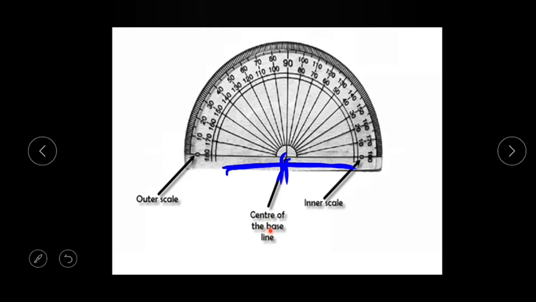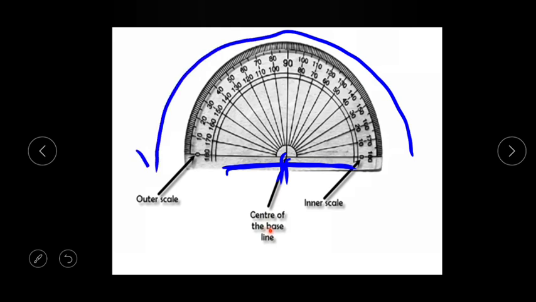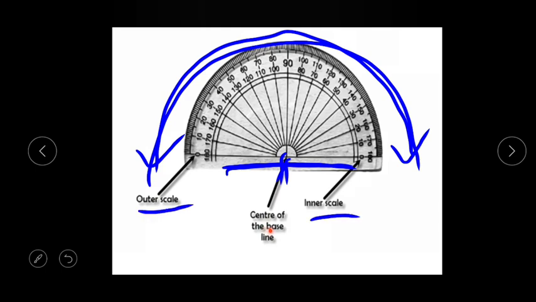We can measure an angle from right to left, as well as left to right, because we have been given two scales, one inner scale and another outer scale. Both scales are used to measure angles in degrees. In the outer scale the values are 0, 10, 20, 30, 40, and similarly in the inner scale the values are 10, 20, 30, 40. These are nothing but values of angles in degrees. We just have to put the center of the baseline at the vertex, and we can measure any given angle. I hope you are clear with the protractor and how to use it.